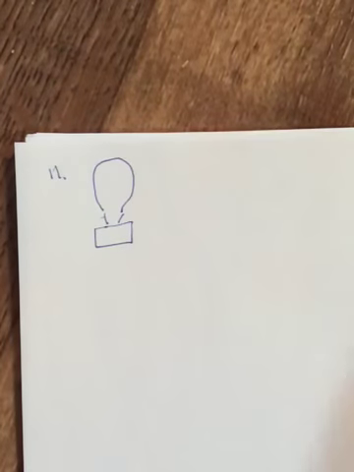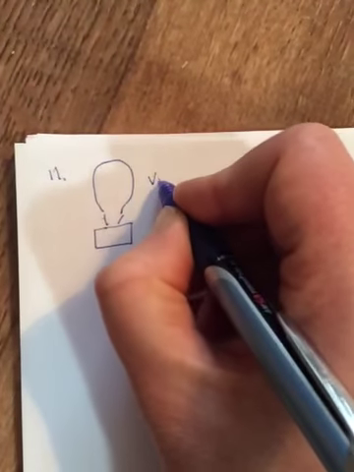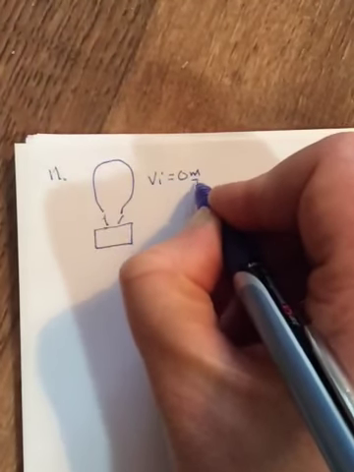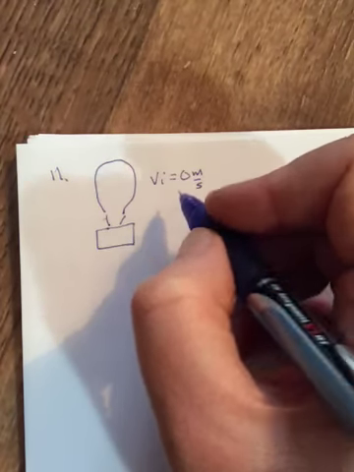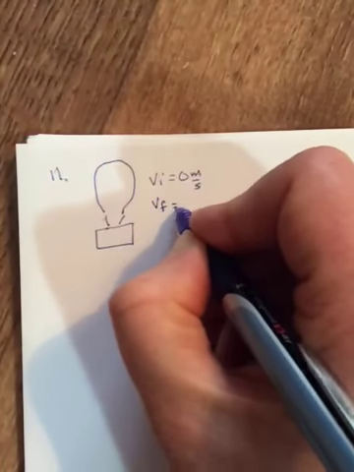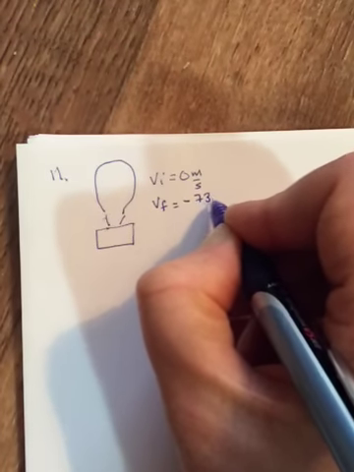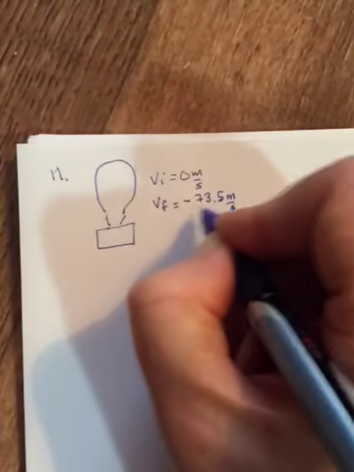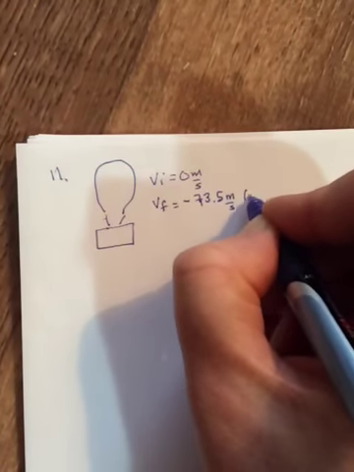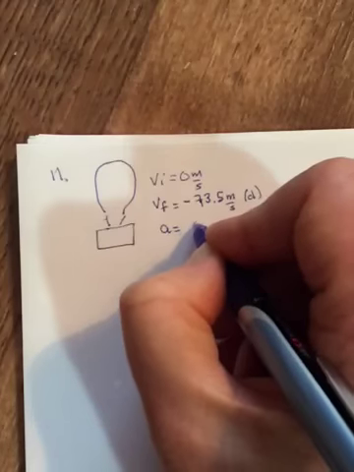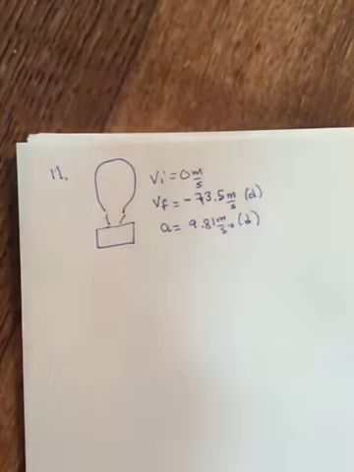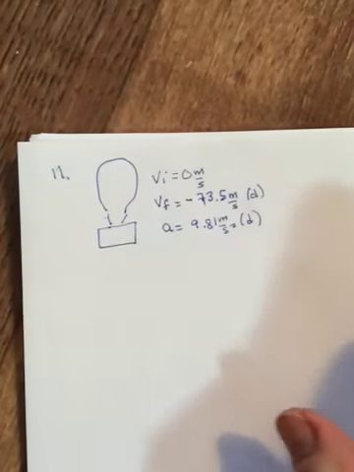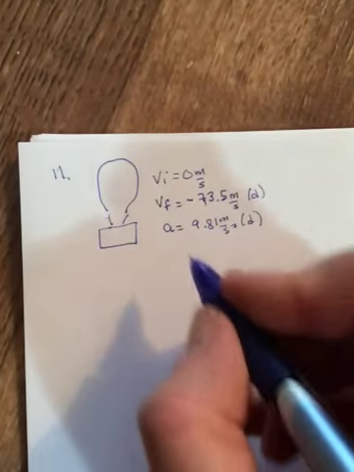Okay, so in number 11, it's a weather balloon that's floating at a constant height. So because it's floating at a constant height, VI is 0. And it says the packet hits the ground, so it's giving us a velocity of negative 73.5 meters per second. And of course this negative just means it's going down. And A is 9.81 meters per second squared. It's also going down. And the first part of the question wants to know how far does it fall.